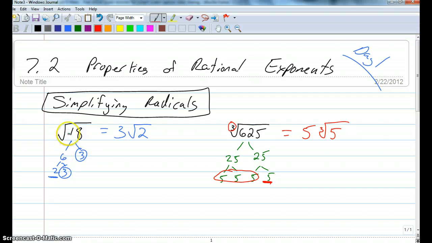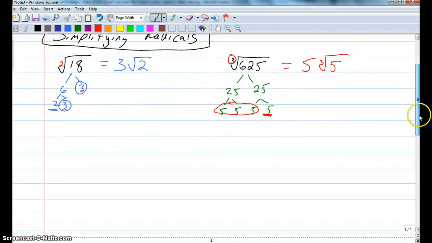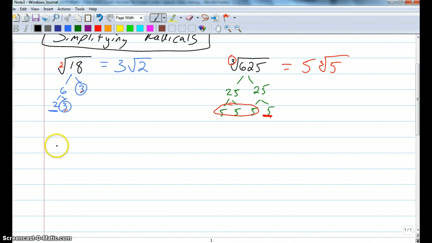Hey, let's go back to the square root of 18. What is the index of square root? If there's nothing there, there's actually a 2 there, and that's why we need 2 buddies in order for something to come out. Cube root land, you need three buddies. So how about the 4th root of 96? How many buddies do you suppose you need in order to get out of the 4th root land? You guessed it. You need 4. The index tells you how many buddies that you need.